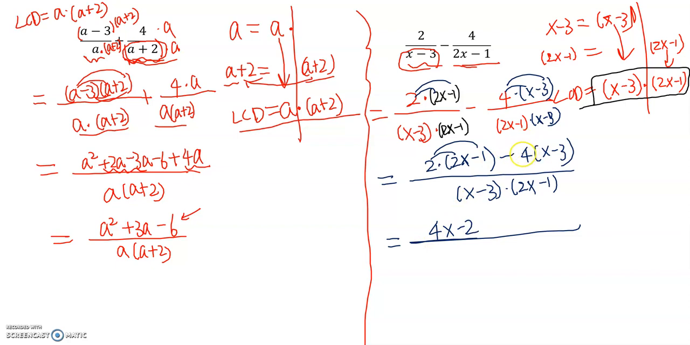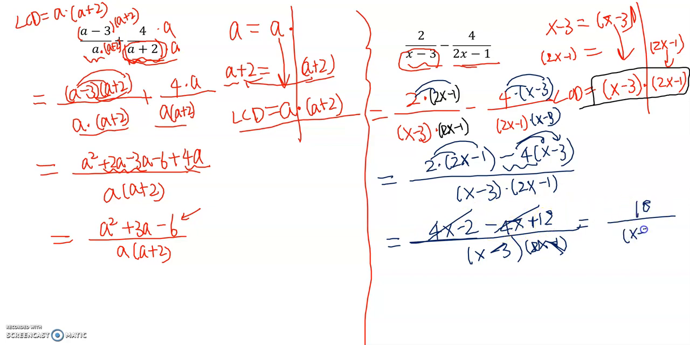And when we distribute this number right here, we are going to distribute negative 4 instead of positive 4. So that should give us a negative 4x plus 12 in the numerator. And combine like terms, 4x minus 4x, that's 0. 12 minus 2, that gives us 10. And then the denominator, x minus 3 times 2x minus 1, can be left as it is. We don't need to multiply them out.